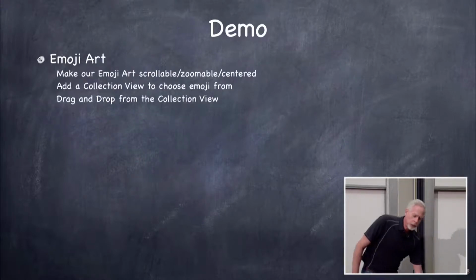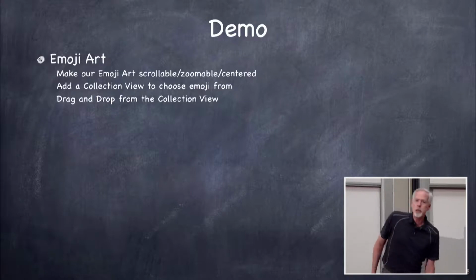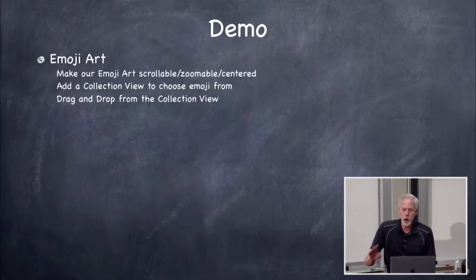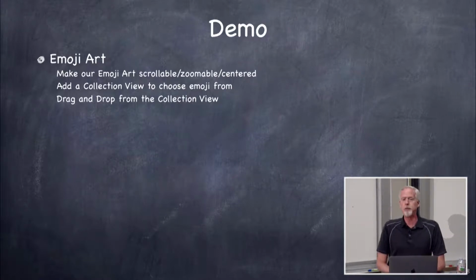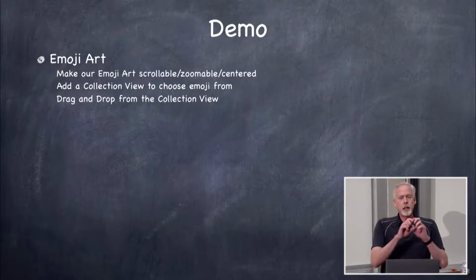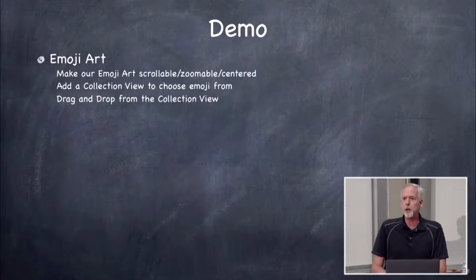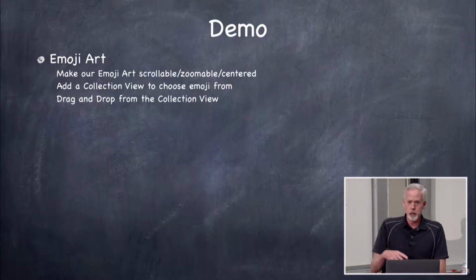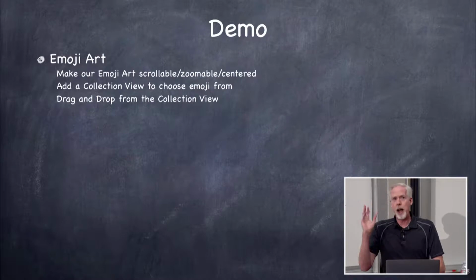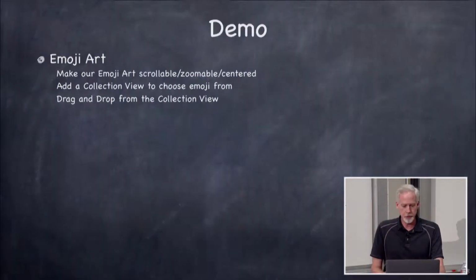All right, so back to emoji art here. What we're going to do is first I'm going to make emoji art scrollable because it just currently is fixed. Then we're going to add a collection view along the top there. You remember it from the demo where we're going to be able to choose our emoji from. And then we're going to add some drag and drop from that collection view, both into our view and into other apps and vice versa, etc.